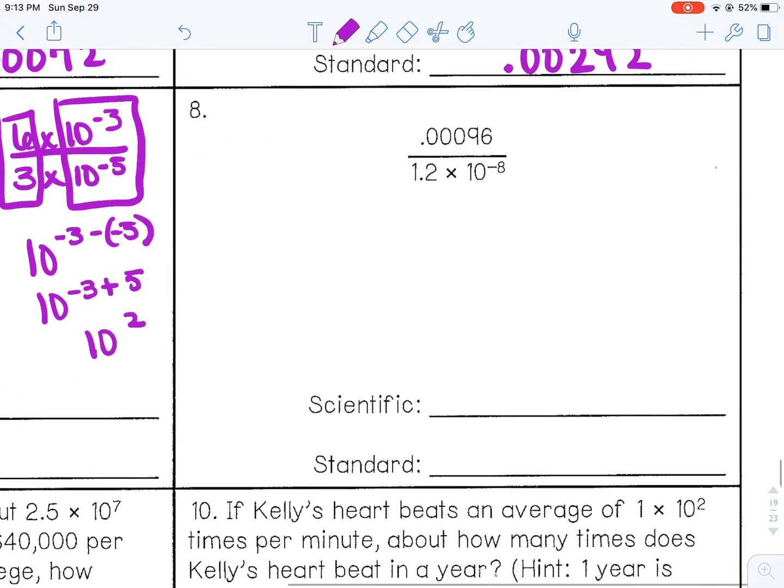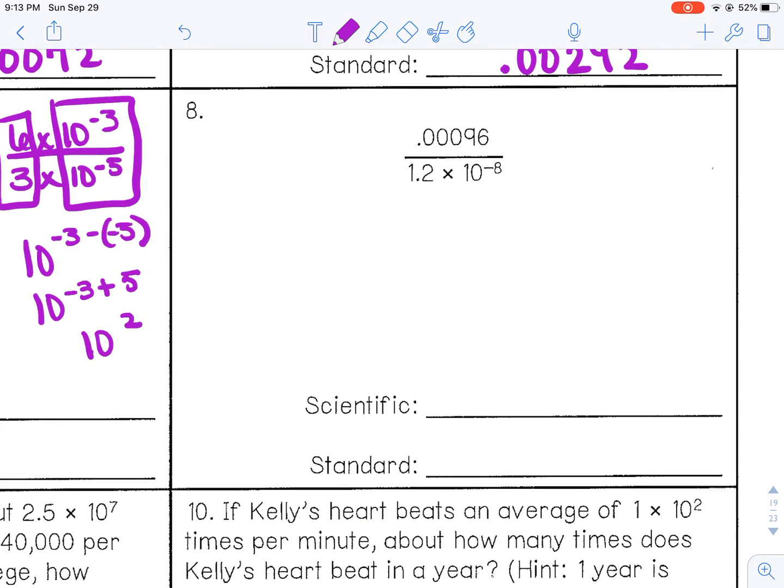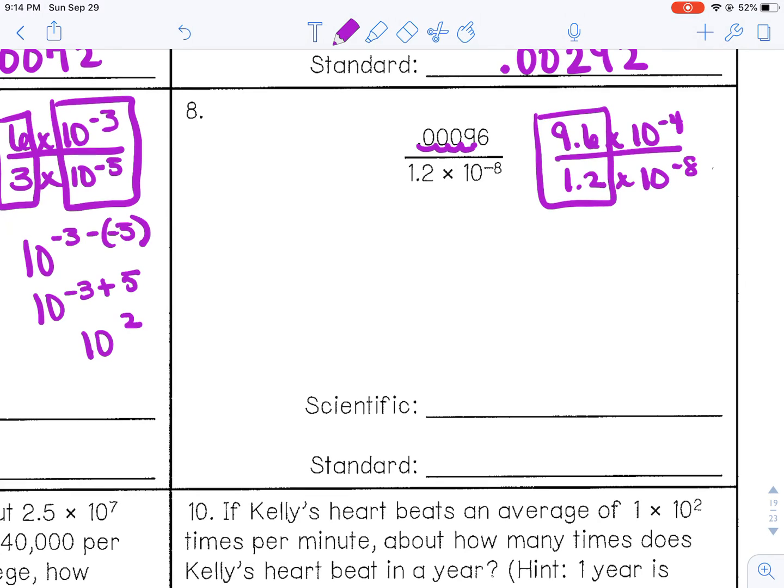Okay, number 8, this time we need to put the numerator in scientific notation, so we're going to move that decimal over 1, 2, 3, 4 to the right. So 9.6 times 10 to the negative 4, since we moved it to the right, over 1.2 times 10 to the negative 8. Okay, so let's do this first. I'm going to have to do my work over here. 9.6 divided by 1.2. Move that over 1, move that over 1.